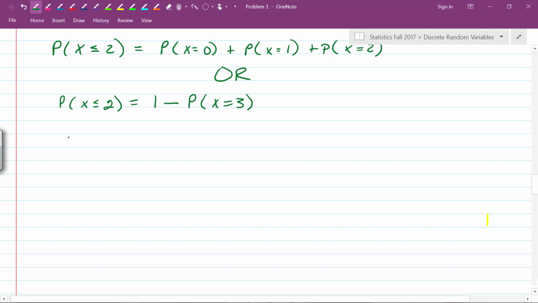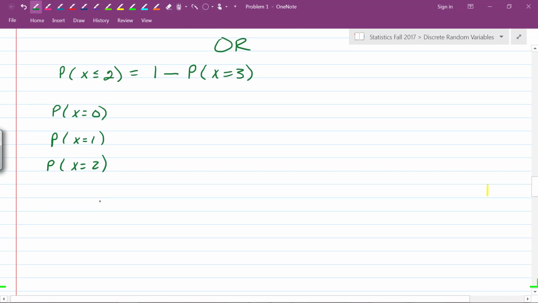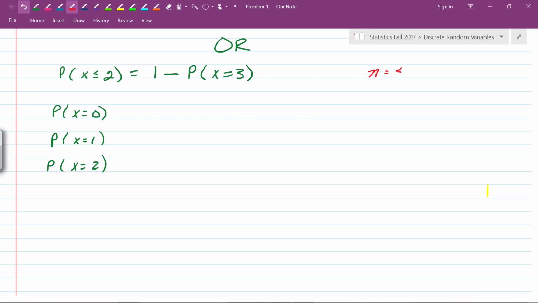So this would be, what is the probability that x equals 0? What's the probability that x equals 1? What's the probability that x equals 2? We need to solve all of those. Well, remember, we are dealing with a binomial where our sample size is 3. So we have n is equal to 3, and our probability of success is 0.4.